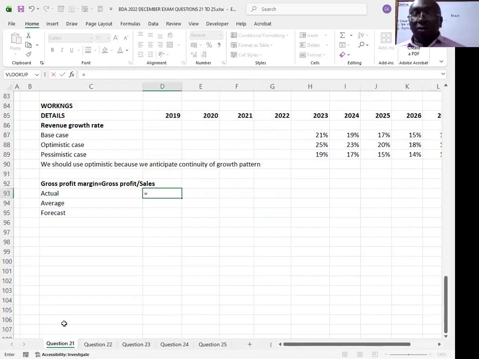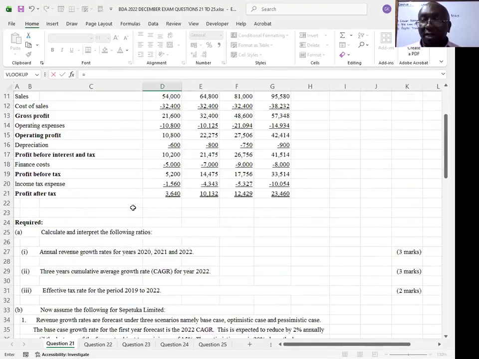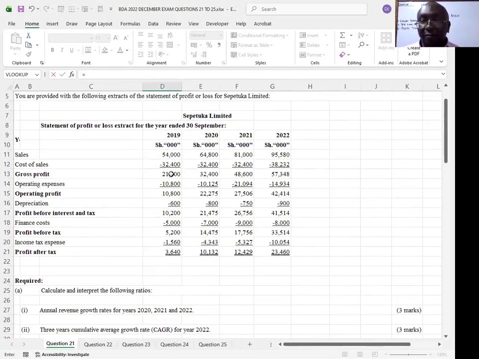Tumekuja hapa tukasema equals, you come here and get the gross profit that is given here. This gross profit here, you divide by these sales here. Press enter and tell me whether it still gives you 50. Even you, Kadia, you are getting 50.